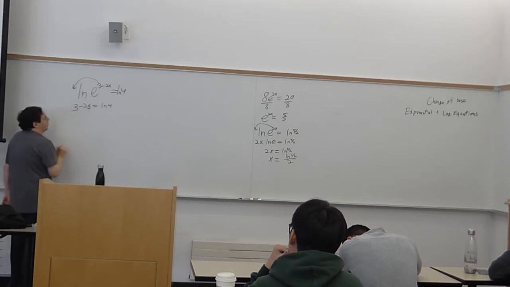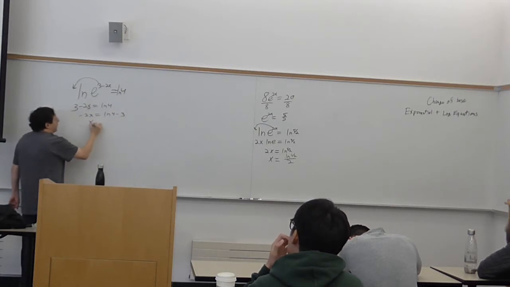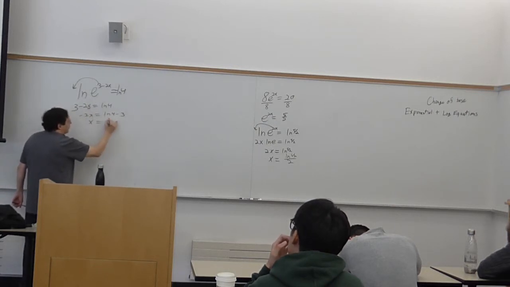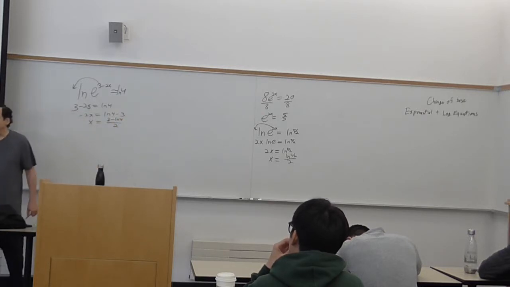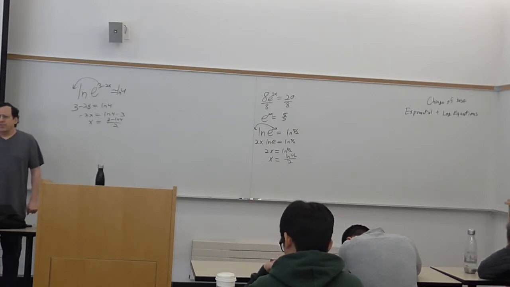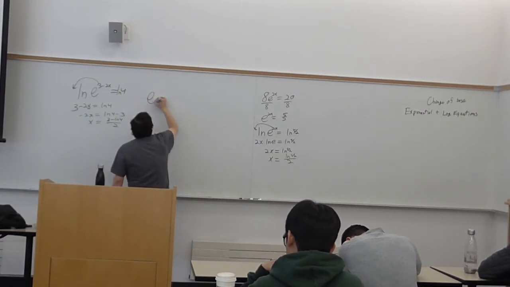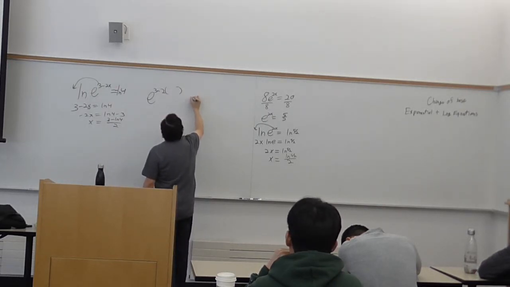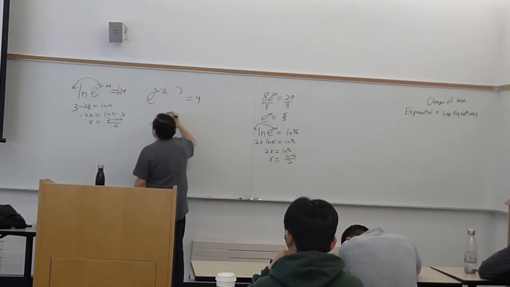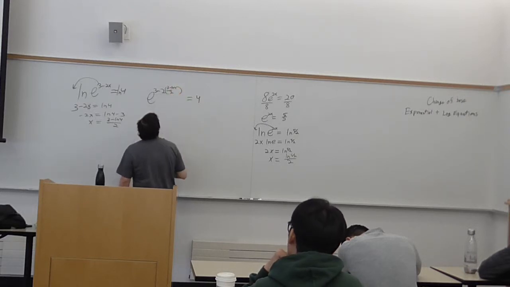And finally, I just have to solve for x here, right? Minus 2x equals log of 4 minus 3. And x equals, dividing by minus 2, 3 minus log of 4 over 2. But let's just plug this in to make sure this seems to work. We had e to the 3 minus 2 times our answer has to equal 4. So our answer is 3 minus log of 4 over 2.